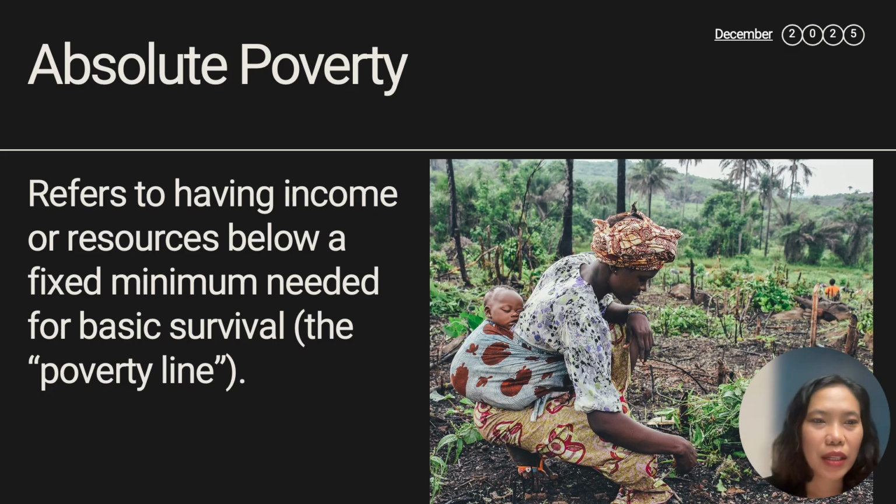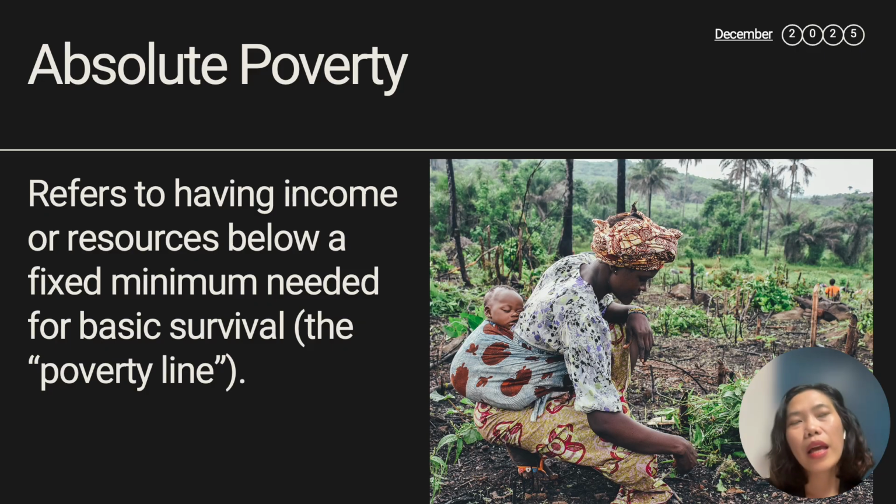So to reiterate, to give emphasis on absolute poverty, it refers to having economic income or resources below a fixed minimum needed for basic survival, or the poverty line. Absolute poverty means not having enough to meet basic human needs like food, water, clean shelter, and healthcare, no matter where you live.